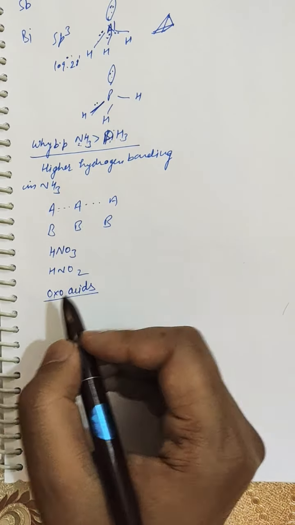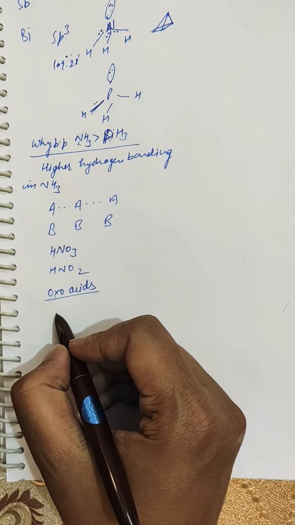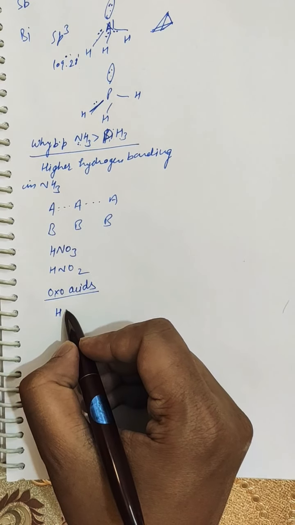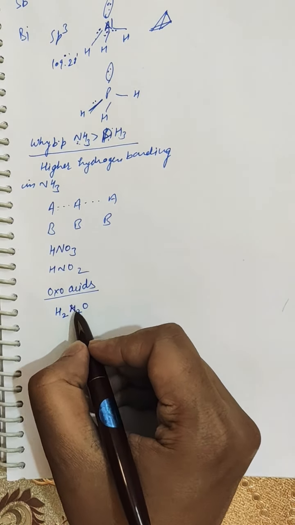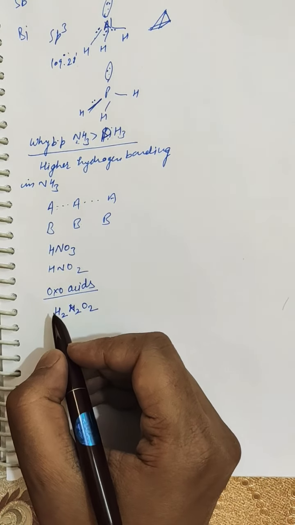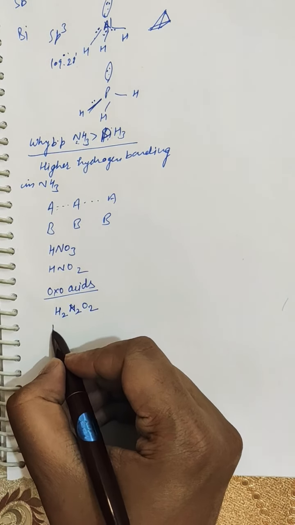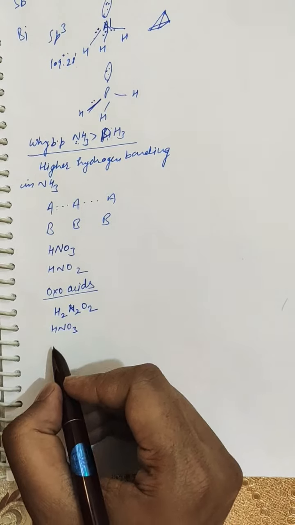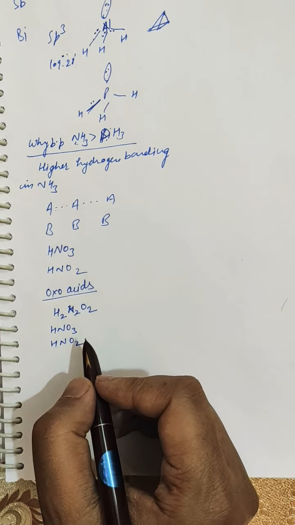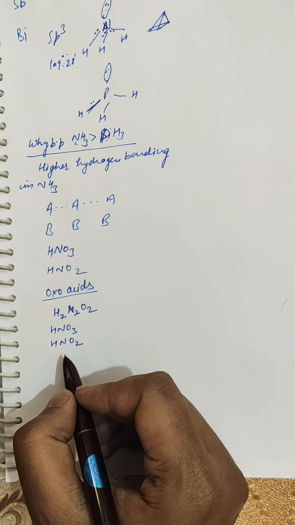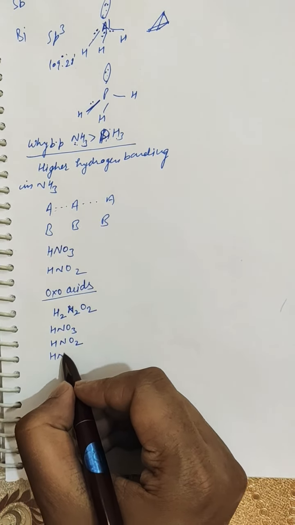So, oxo acids are like H2N2O2, HNO3, all having such formulas are called oxo acids. This is called nitric acid, nitrous acid, HNO4.